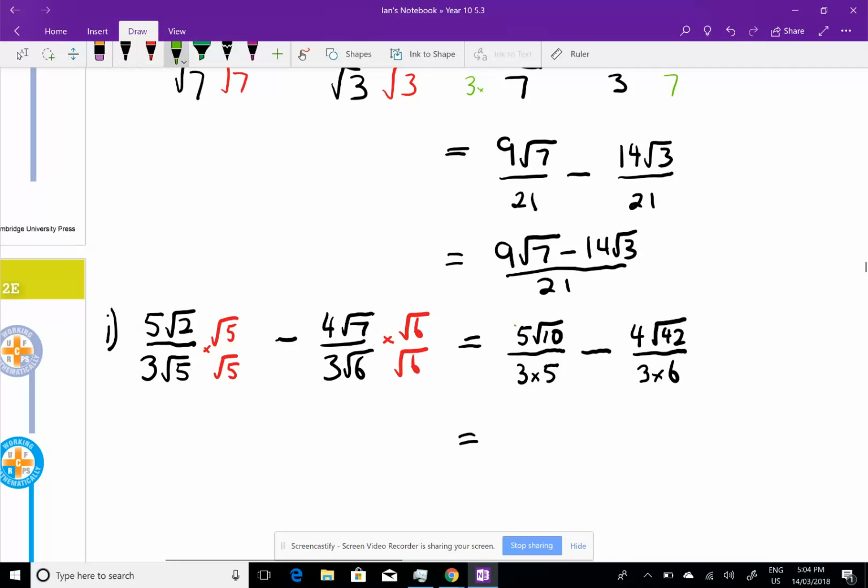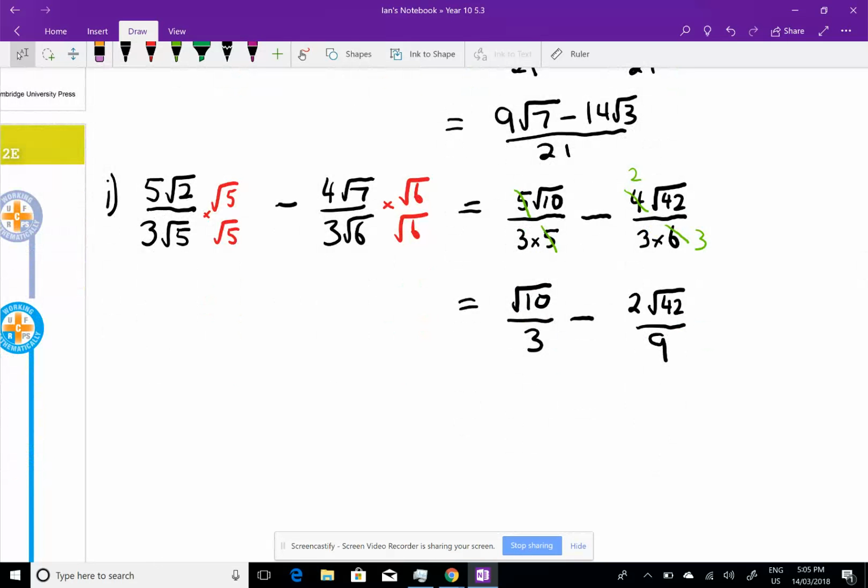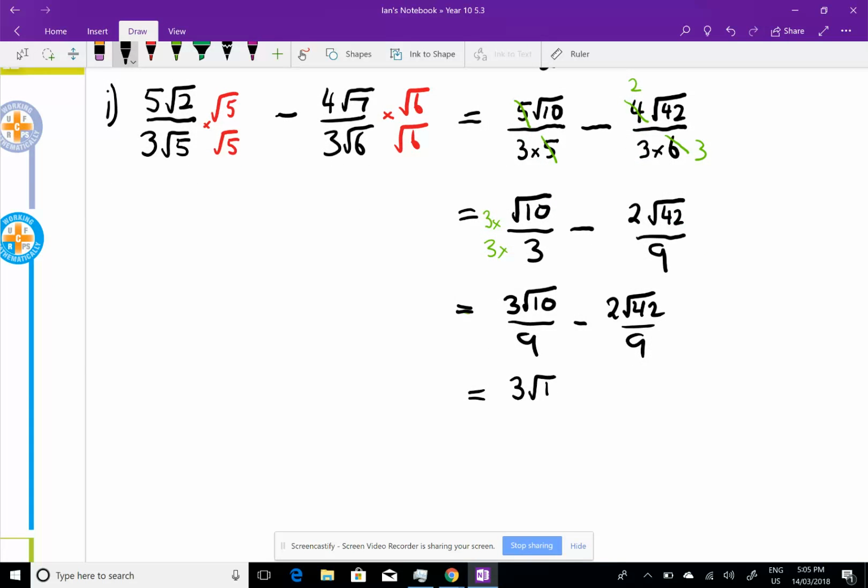And I can see that 5 goes into 5. So this fraction is root 10 on 3. Over here, I can see that 2 goes into 6 3 times, and 2 goes into 4 twice. So it gives me 2 root 42 on 9. Now the common denominator, well, it's very easy now because I've got 3 and 9, and I know all I have to do is multiply the first fraction by 3, top and bottom, and I will get the common denominator. I'll get 3 root 10 on 9 minus 2 root 42 on 9, write them as a single fraction, 3 root 10 minus 2 root 42 all over 9.